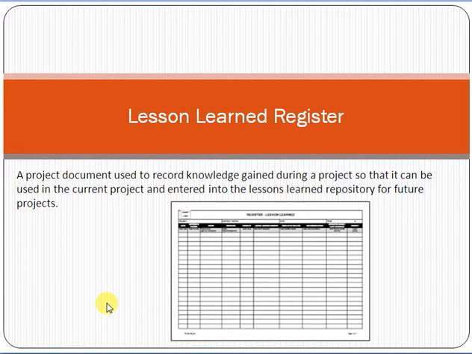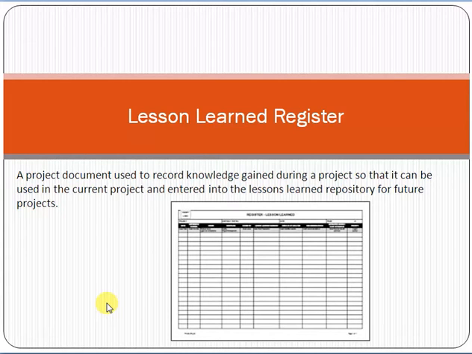Today we'll discuss a topic, the lesson learned register. Friends, today's topic is very important, and if you are studying project management at university or planning to take the PMP exam, you must know about this topic if you want to clear your project management exam, especially the PMP exam. At least 3 to 4 questions in the exam will be directly related to this topic. So you must understand the concept of the lesson learned register.